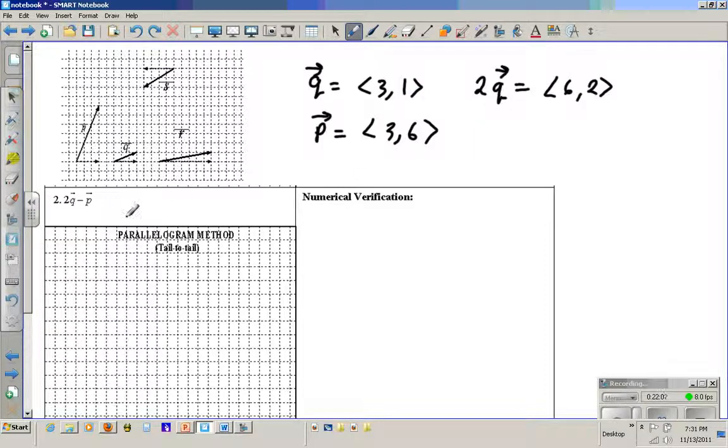That's what 2q is. Since we're doing negative p, guess what? We're going to multiply p by negative. So what does negative p look like? That's what it looks like. You simply distribute the negative to these two numbers right here, so you make this negative 3 and negative 6. So that goes 2q and that goes minus p, alright? I'll give you 3 minutes to try and see if you can do this too using the parallelogram method, and then I'll show you the answers.